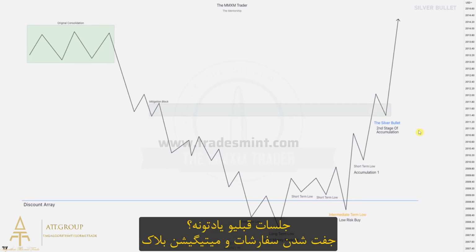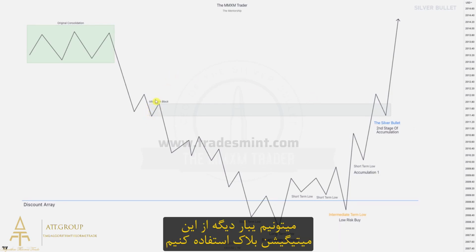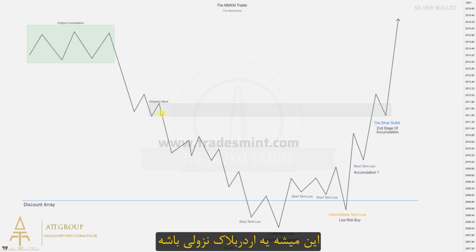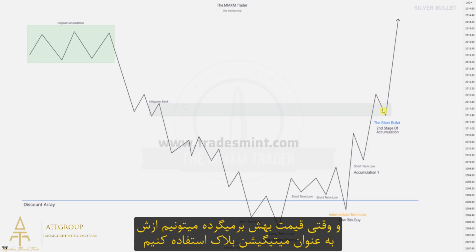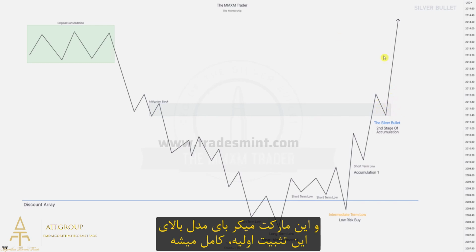Again, thinking back about order pairing, thinking back about mitigation blocks and those kinds of techniques, right? We can use that mitigation block once again. So this could be a bearish order block, right? We violate that bearish order block, and once price trades back into it, we can use it as a mitigation block to offload those short positions and go into long positions from smart money, completing that market maker buy model above that original consolidation.